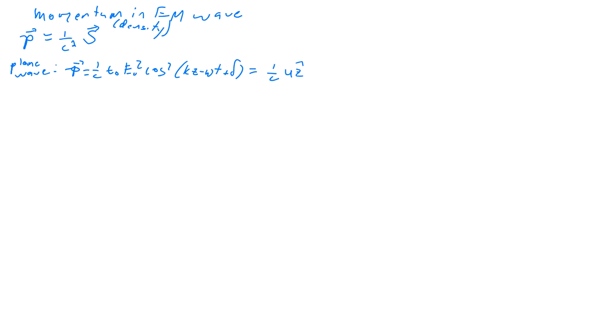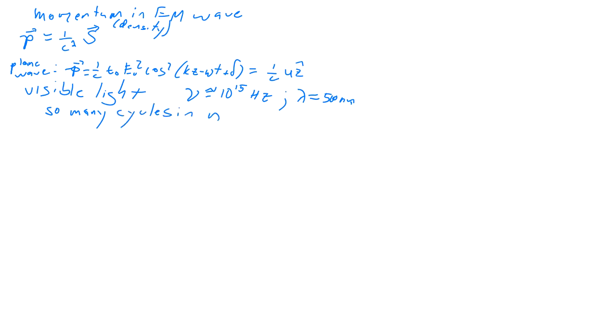In particular, for visible light, our frequency is about 10 to the 15 hertz, and the wavelength is about 500 nanometers. So very small, very fast. So if we conduct a measurement, it's going to involve many, many cycles. So what you end up with is kind of an average, because sometimes it's high, sometimes it's zero, sometimes it's high, sometimes it's zero.